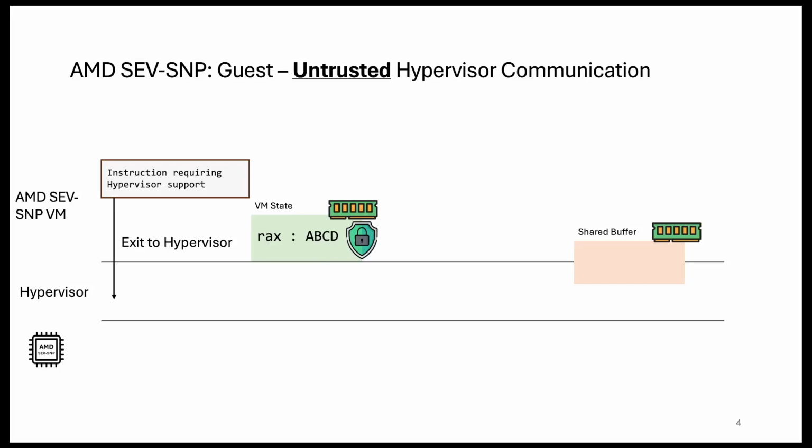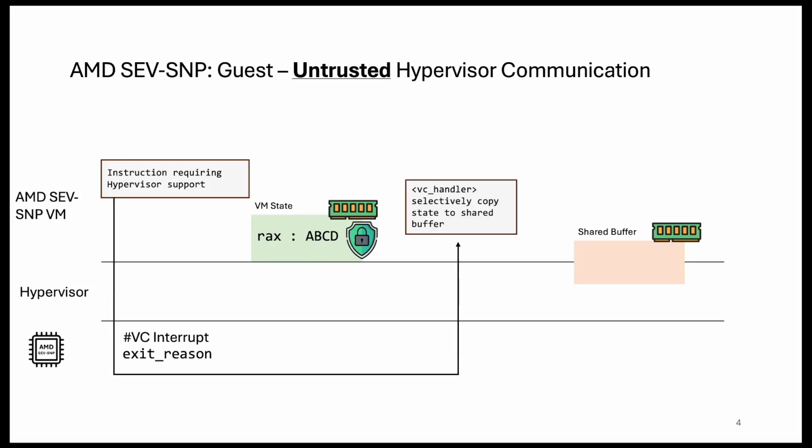AMD solves this question by introducing a new VMM communication interrupt, or WeSee interrupt for short. With SEV, when the VM executes an instruction that needs hypervisor support, the hardware triggers a WeSee interrupt to the VM. This allows the VM to decide what data to copy to the shared buffer in the WeSee interrupt handler. For this, however, the handler still needs to know what type of instruction caused the WeSee interrupt. So the hardware also sets an exit reason register with the information that the handler needs. In our example, the WeSee handler looks up the exit reason register, decides to copy the value of RAX into the shared buffer, and then exits to the hypervisor.